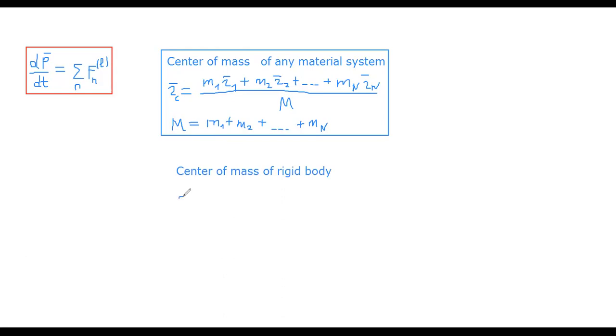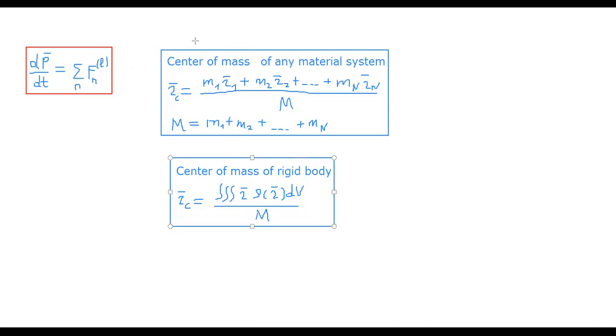R_C is equal to the triple integral of R times rho as a function of R, dV, divided by M. M is the mass of the rigid body. Rho is the density of the rigid body.